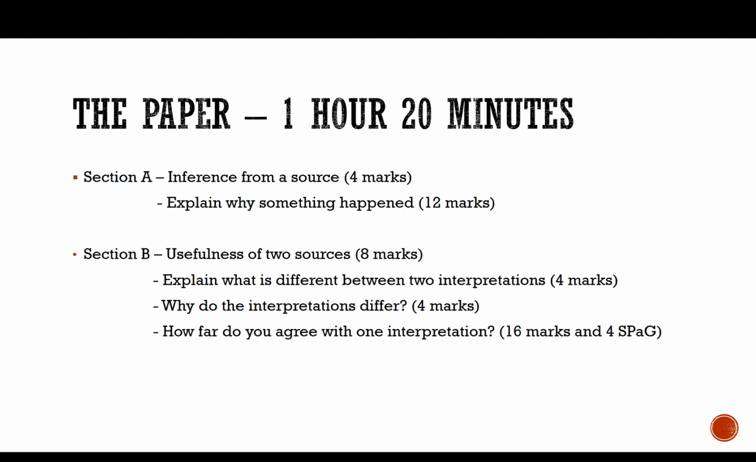Now, the difference is that with a source, you're looking at two primary sources. It could be a picture, or a piece of text, or a diary, or a letter, and so on. With an interpretation, it's normally a point of view given from a historian. But more on that when we get to look at it. So in section B, you've got to look at the usefulness of two sources, explain what is different between two interpretations. The next question is why are they different, and then how far do you agree with one?